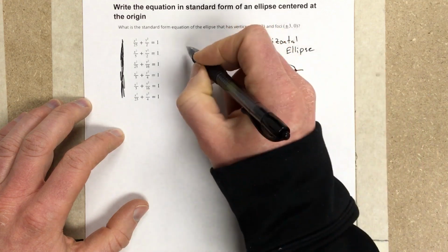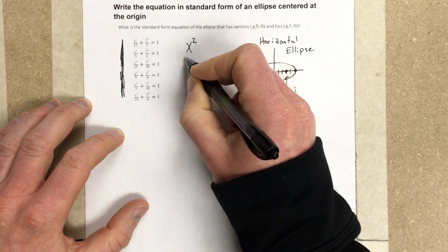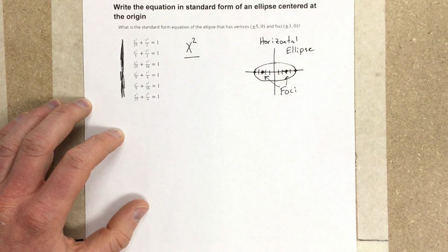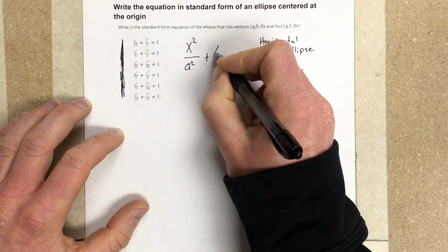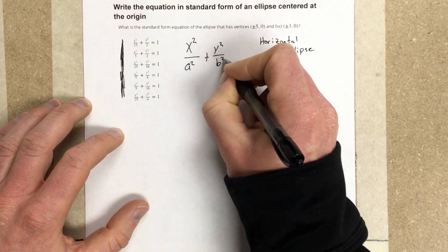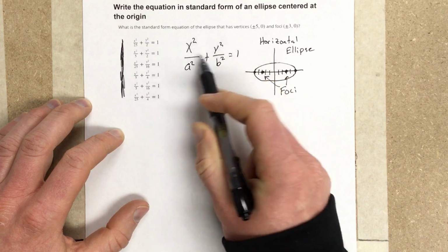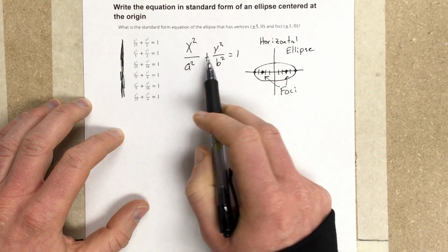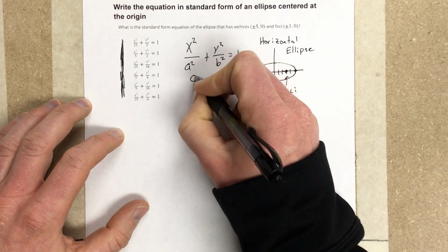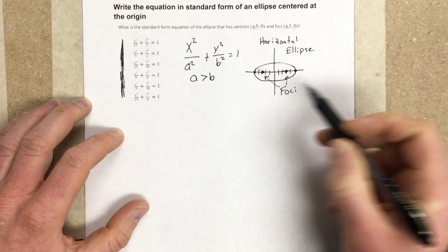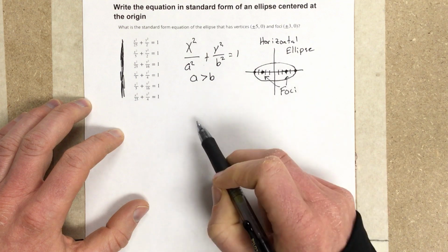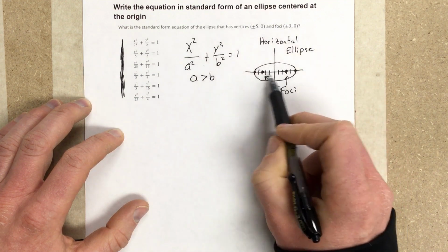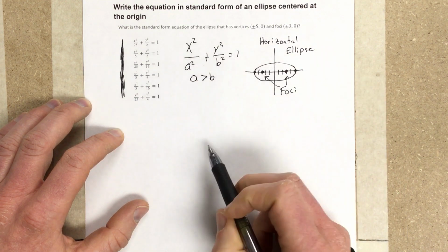My equation that I'm going to use here is x squared over a squared plus y squared over b squared. And the reason that I have this equation is because this is the equation for a horizontal ellipse when a is greater than b. So we've got the longest side a being with the x-axis here, that x squared piece.